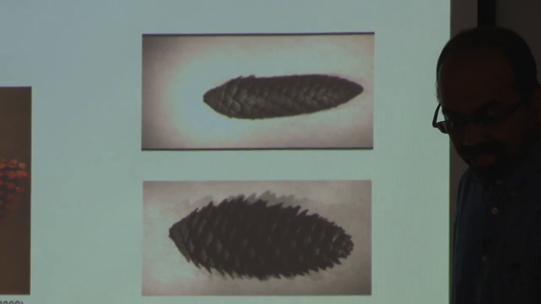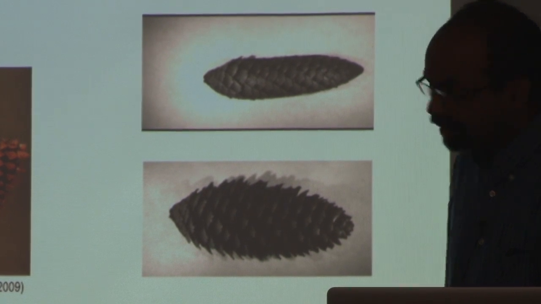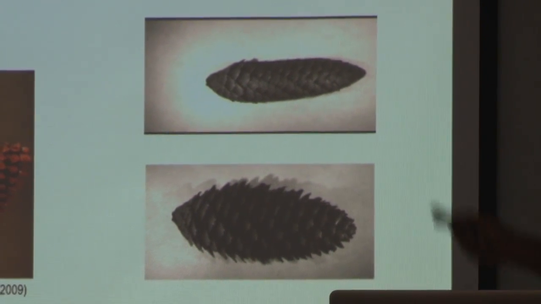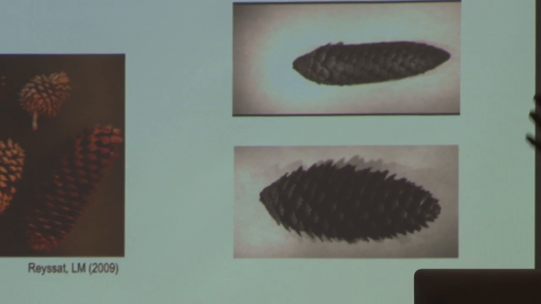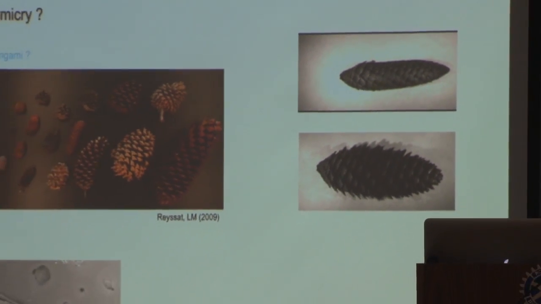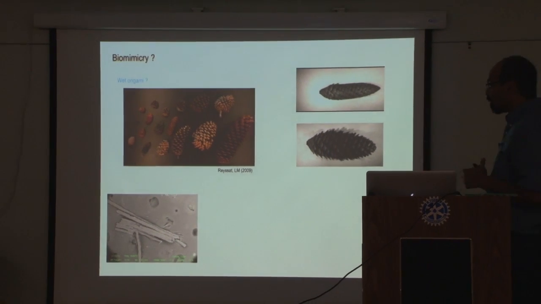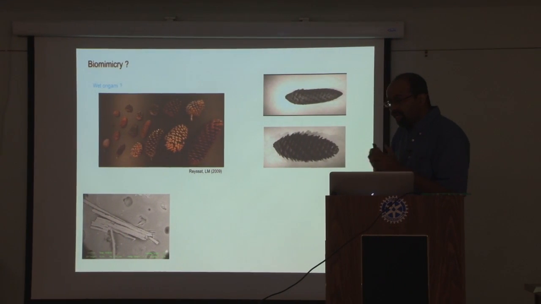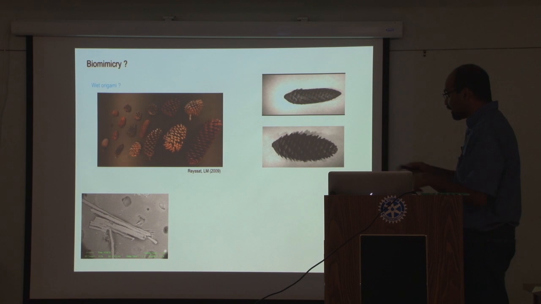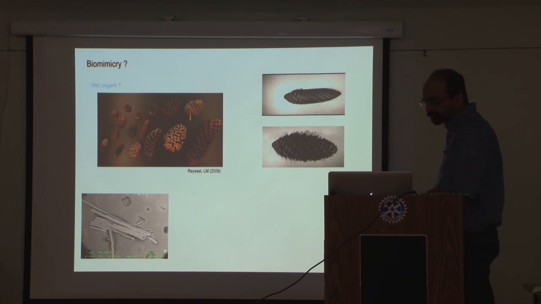Okay? The reason that this is possible is associated with the fact that at the base of every pine cone bract, that's the name for these leaf-like structures, you have little fibers which swell when they are in contact with water, and then they shrink when they dry out. And that's exactly what we've been showing you over here.